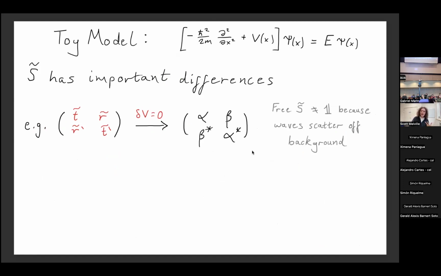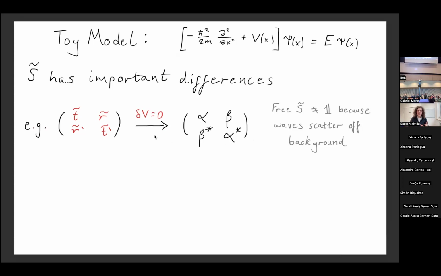It does not become the identity because these plane waves that you're, say, sending in from large X, they can essentially scatter off of the background. A plane wave will not stay a plane wave all the way to the origin. It will transmute into something else. Now, in the cosmological context, this is what we call particle production. And here we're seeing exactly the same effect, but in a very simple kind of 1D quantum mechanics setting.